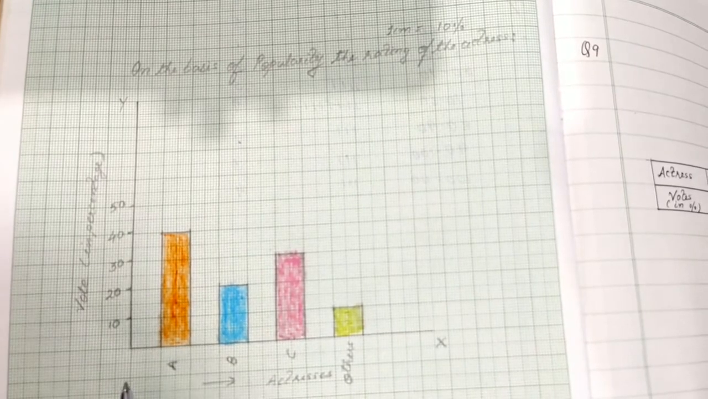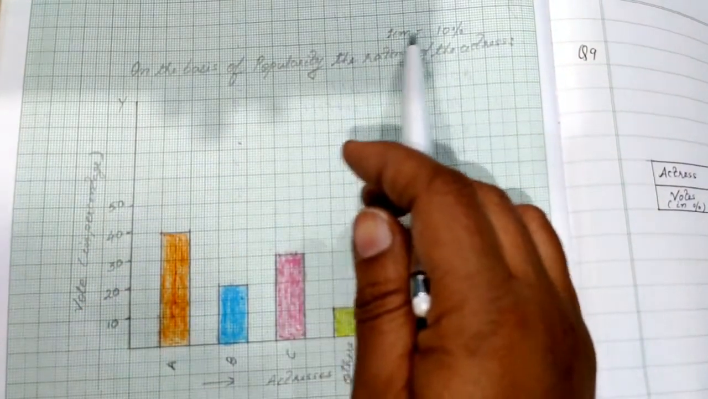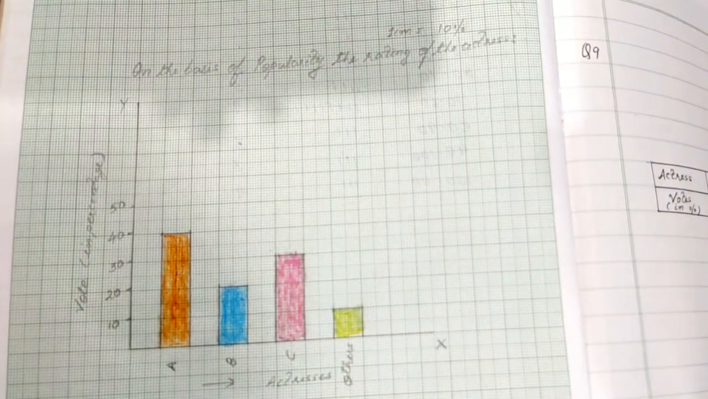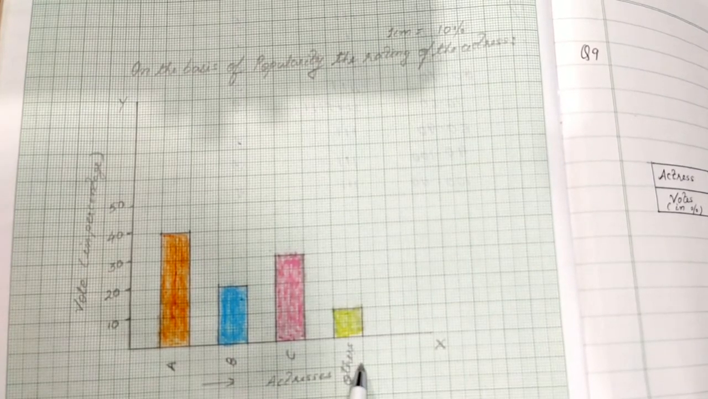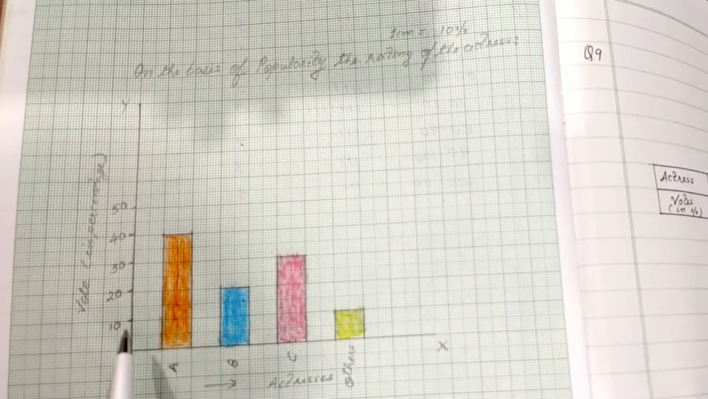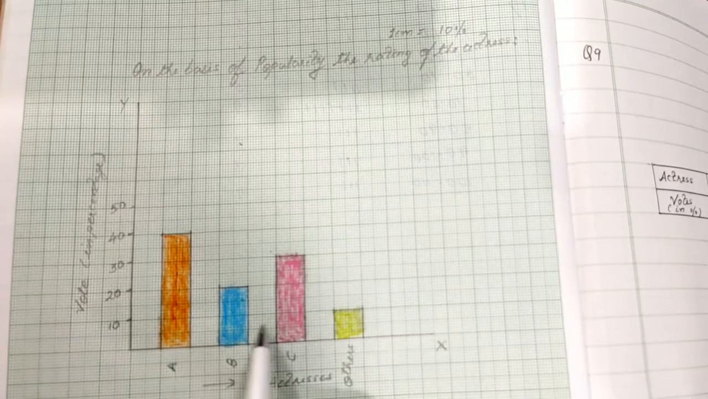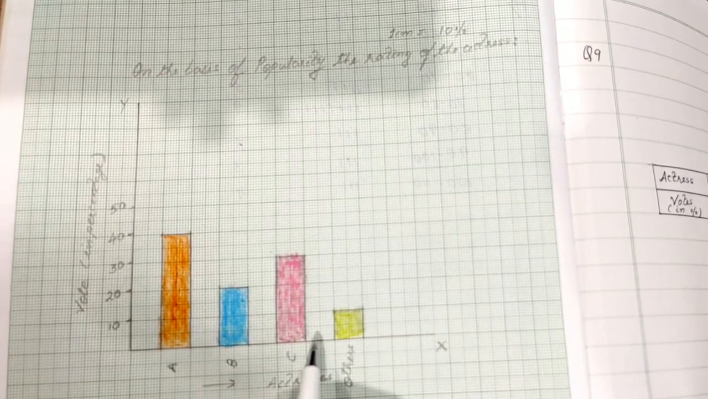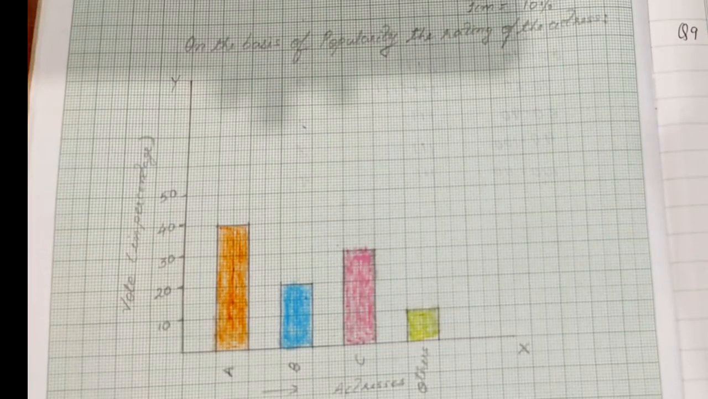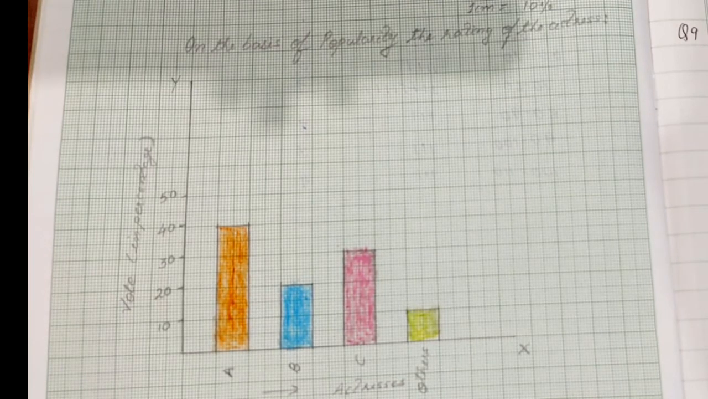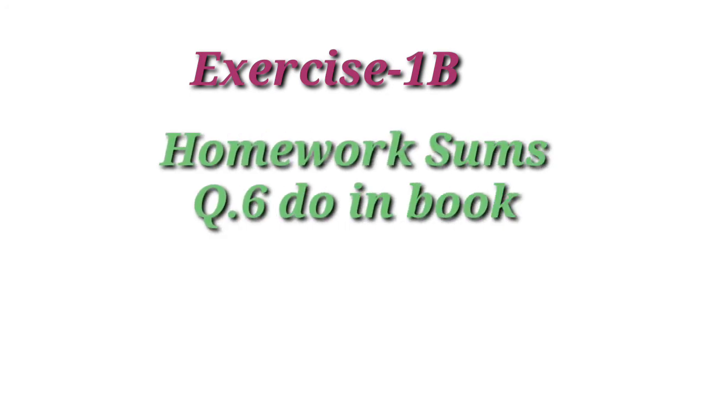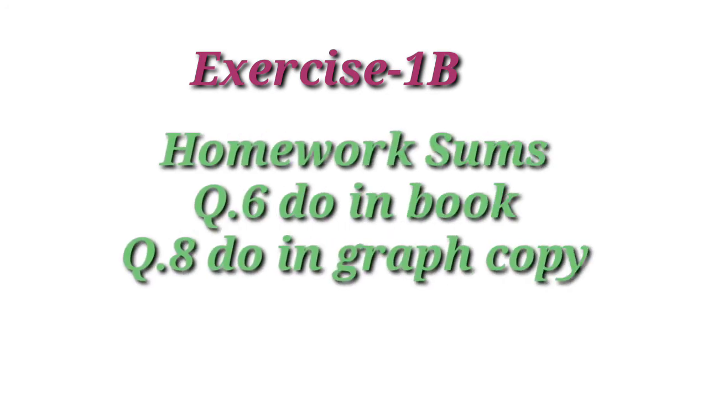Now, if you see this bar graph, it's complete. It has a title, we have mentioned the scale, the axes are well labeled, the scale is well marked in it, and the categories are named properly, and the bars are of equal breadth, and there is equal gap between the consecutive bars. This is how we complete a given bar graph if the question comes. Children, hope you have enjoyed bar graph. Now let's move to homework sums. Exercise 1B homework sums are question 6, do in the book itself, and question 8, do in the graph copy.